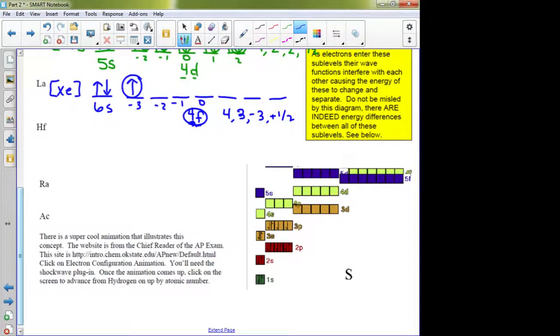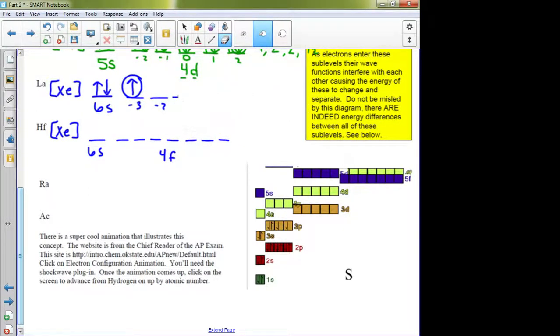All right, let's do HF. For HF, we had xenon that occurred before. Then what happened after xenon? 6S. Was it 6S? Yes, ma'am. Then what happened? 4F. 4F what? 14. So 1, 2, 3, 4, 5, 6, 7. There's 4F. And then what happens after that? What came after 4F? 5D. So 1, 2, 3, 4, 5.